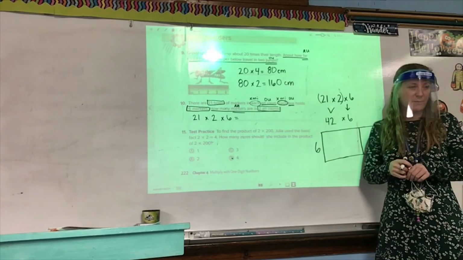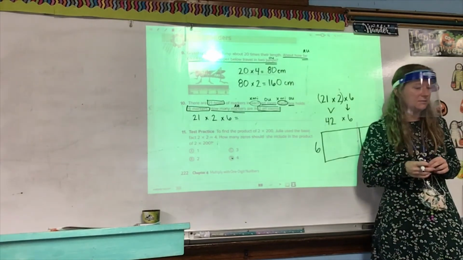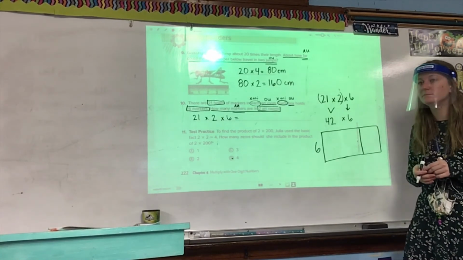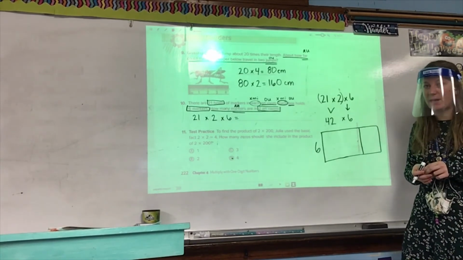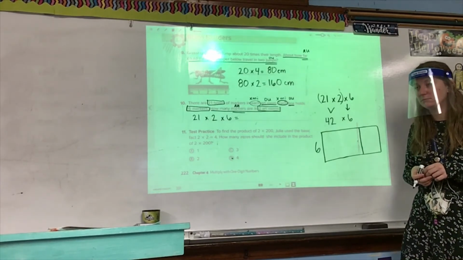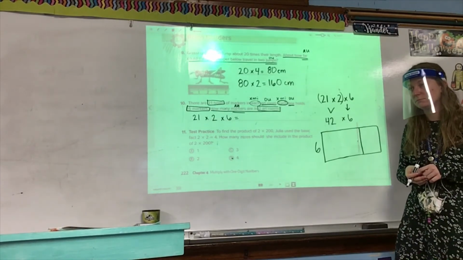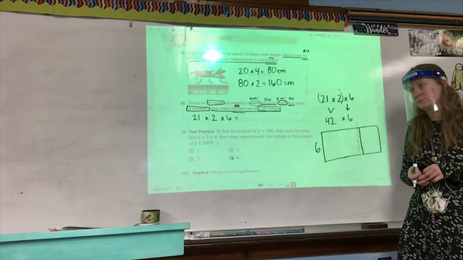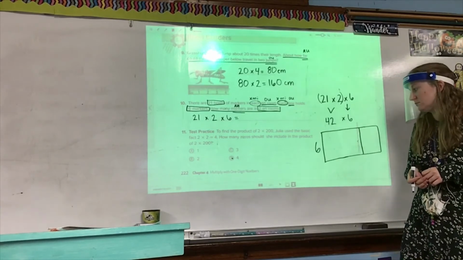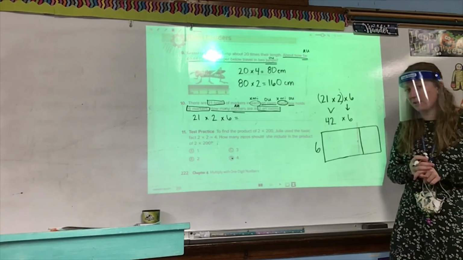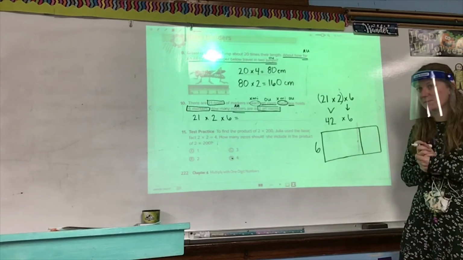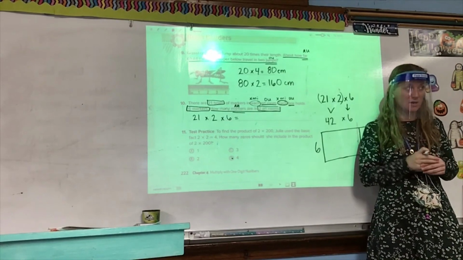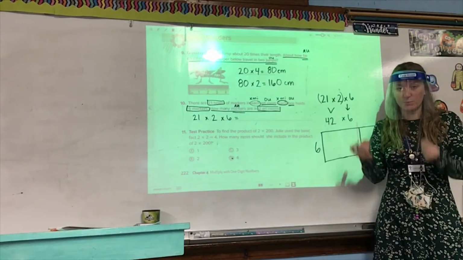Who can help her out? What do I do with my bigger factor when I'm using area models? Victoria. Into what? Who can help her out? Erin. How do I write my bigger factor? We're still on the next step after putting the smaller factor on the side. In expanded form. Again, vocabulary is important.